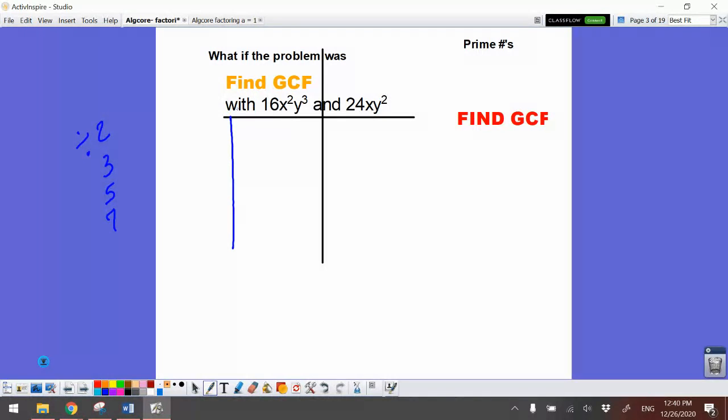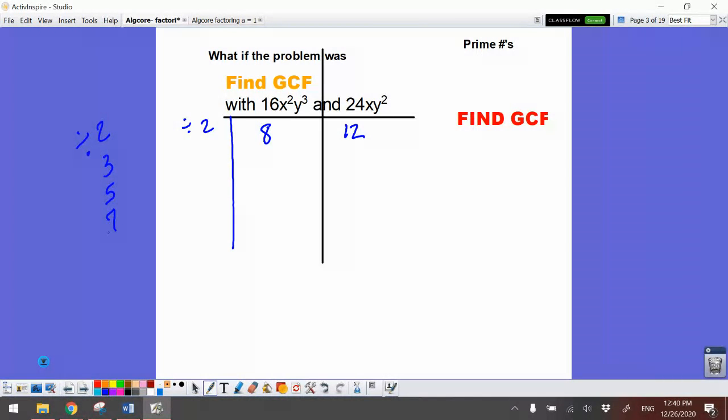So let's start with 16 and 24. Well, they're both even numbers, so the first thing I can do is divide by 2. 16 divided by 2 is going to give me 8. 24 divided by 2 is going to give me 12. So far I've pulled out a 2. Other numbers that we might want to use are 2, 3, 5, and 7. Those are the most common numbers that we look for.